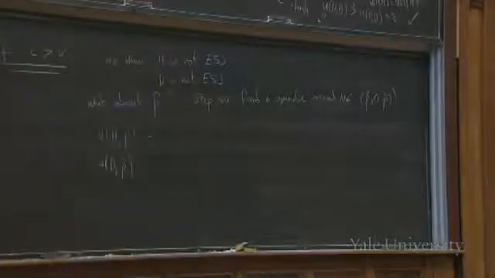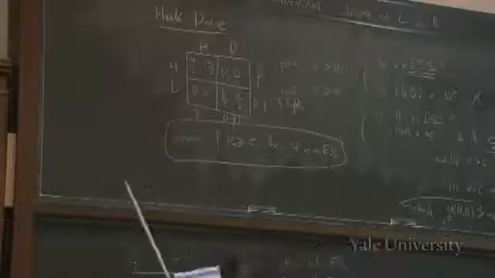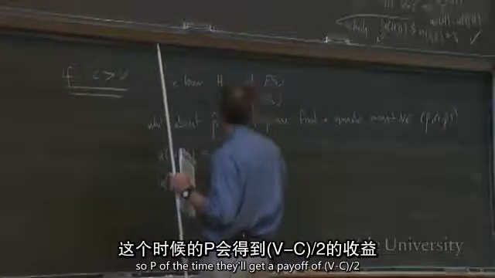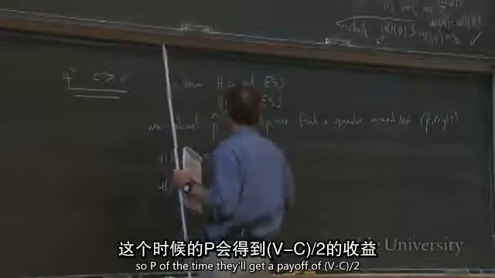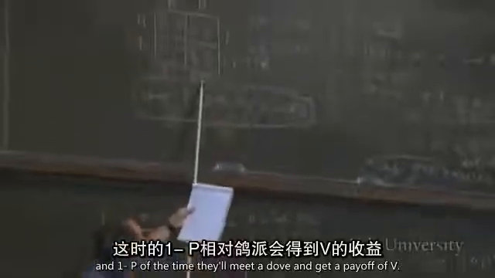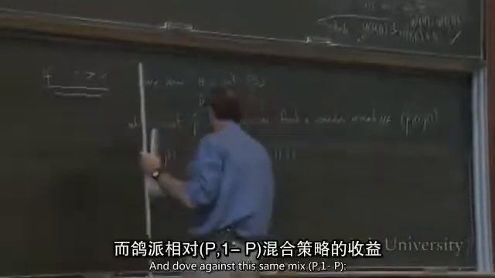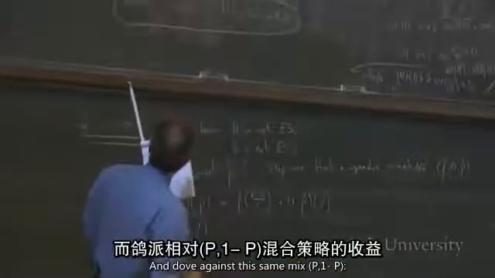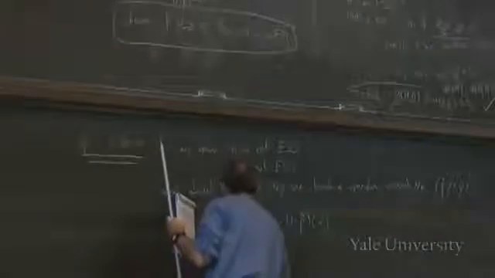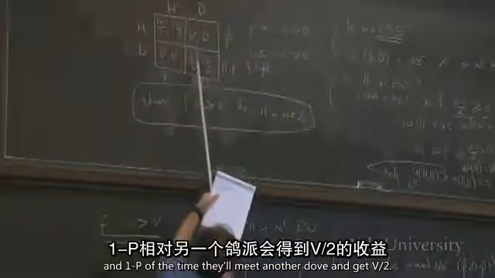Let's use our pointer. So hawk, p hat of the time, will meet another hawk and get a payoff of v minus c over 2. And 1 minus p hat of the time, they'll meet a dove and get a payoff of v. And dove, against this same mix, p hat of the time will meet a hawk and get nothing, and 1 minus p hat of the time will meet another dove and get v over 2.